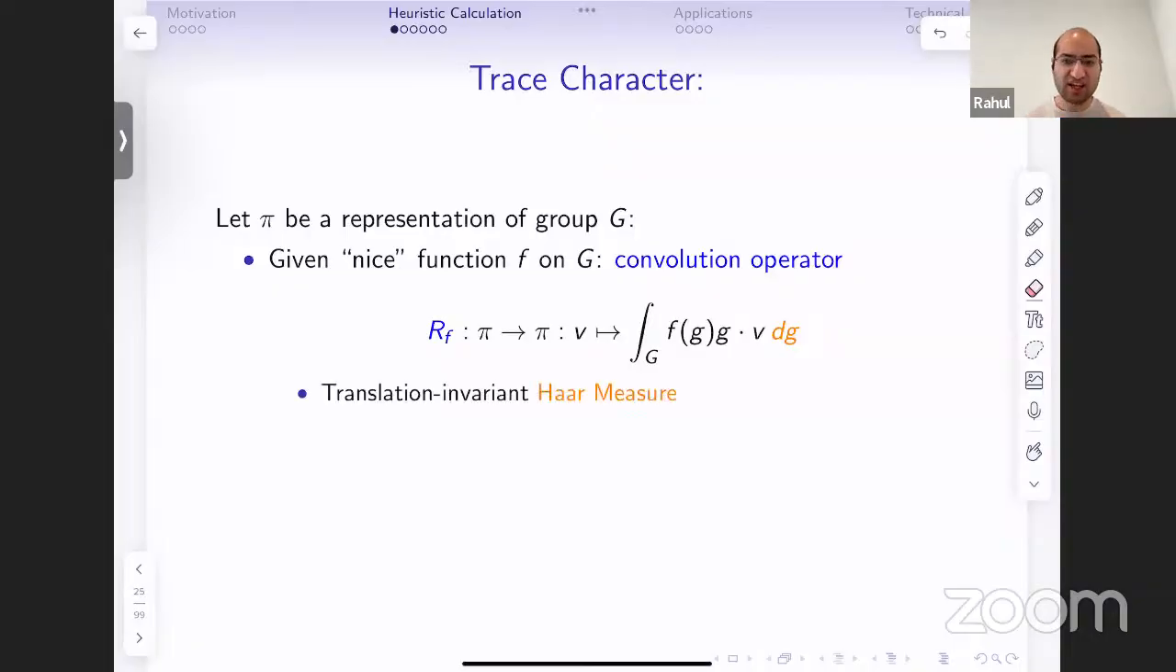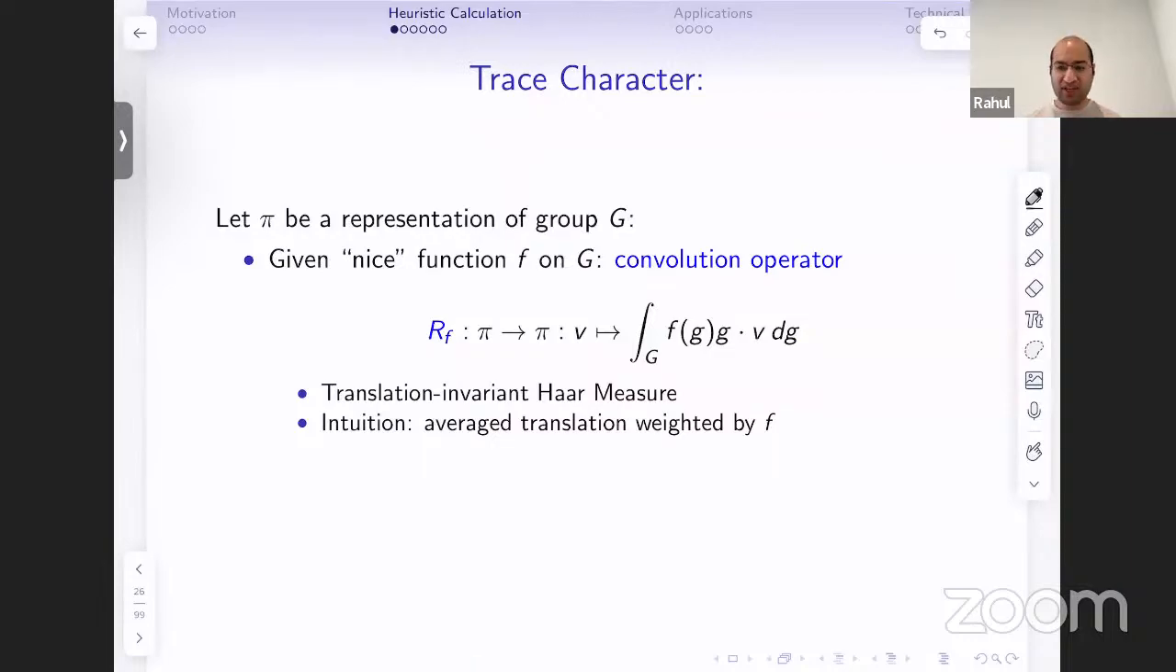So again, what is this dg? This dg is a translation invariant measure called the Haar measure. It's just a natural thing to use when you're averaging over a group. And the intuition is that you should think of this not as translation by a single element, but as a sort of smeared out translation. So you're looking at translation by a bunch of different elements and averaging it out. And the way you average is determined by the weights given by this function f. So the point is you hope that if this function is nice enough, then this R(f) is actually something that has a finite trace.